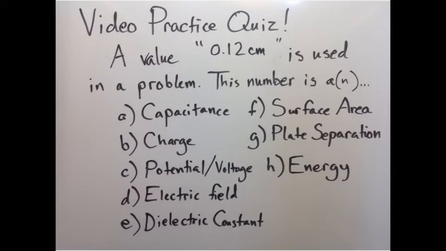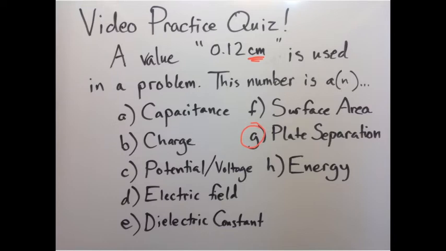Now, probably in this question, it wouldn't just be 0.12 centimeters without any context, right? You'd have a little bit of information that should indicate how far apart the plates are is what that number is. But since that's just centimeters, that's going to be plate separation. Now, you've got to be careful, remember, centimeters is not okay to plug in directly. You'd have to convert that to meters.